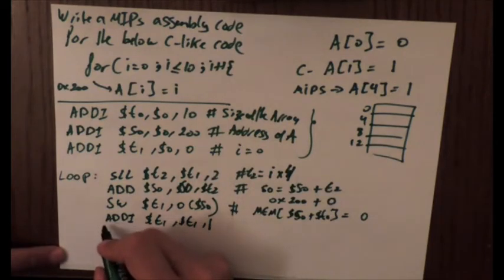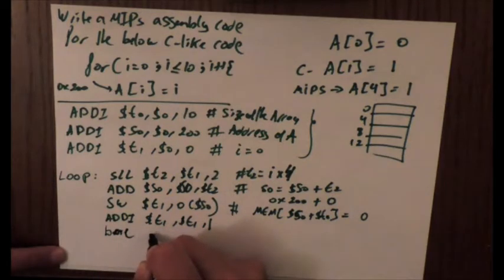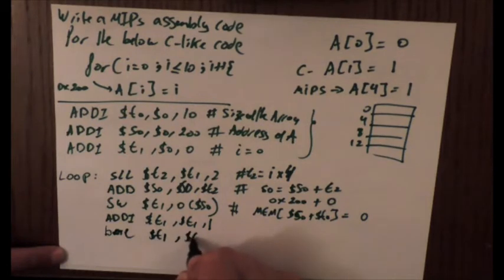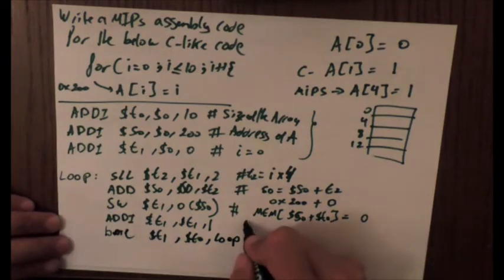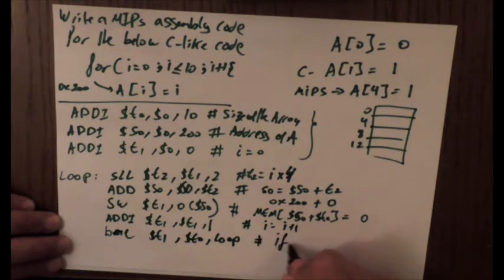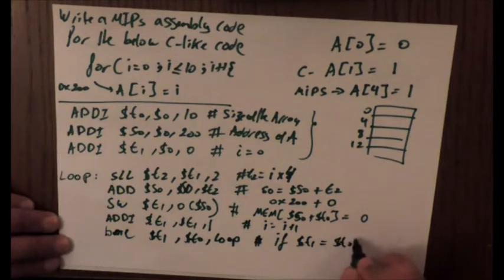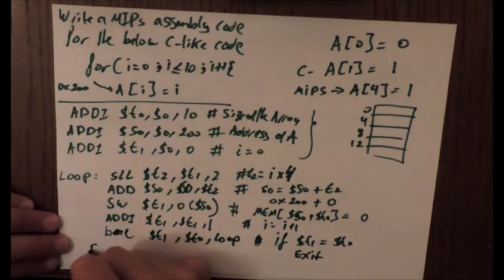So branch, I'm gonna use the branching instruction. Branch when they are not equal for $t1, $t0, loop. So in this case here I'm doing i is equal i plus 1. Here I'm saying if $t1 equals $t0, exit. So here is exit.